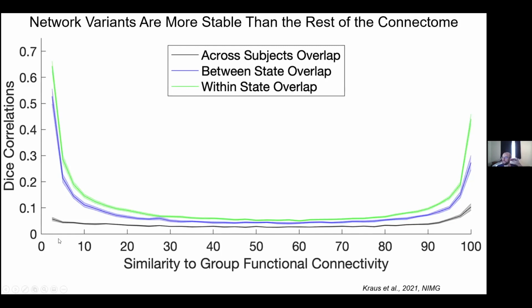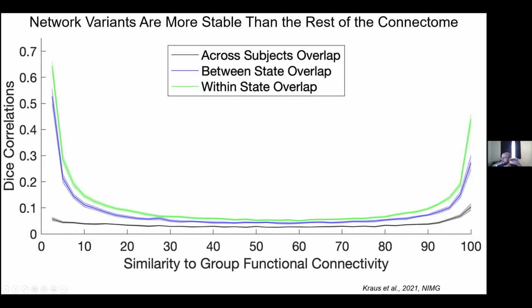So this is showing you those bins I just showed you visually. You go from 0 to 2.5, 2.5 to 5, 5 to 7.5, 7.5 to 10, and so on. That's what each bin of this curve is. And you can see that on the very low end of the similarity to the group, we get really high stability within states and between states. And the only other place we really see any stability is on the total opposite spectrum, where things are very similar to the group.